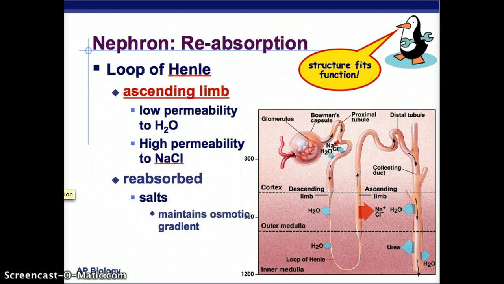Okay, and then the ascending limb of the loop of Henle has a low permeability to water and a high permeability to salt, NaCl. So it is freely giving up salt. That keeps that osmotic gradient up. So here's your water given off, and there's your salts being given off.